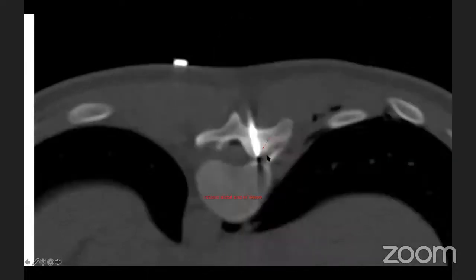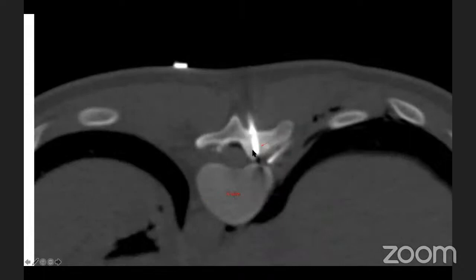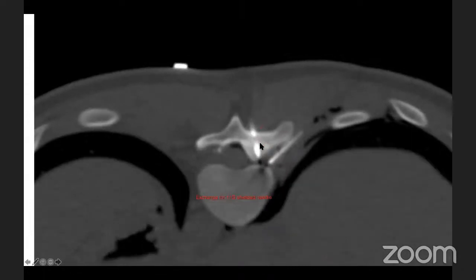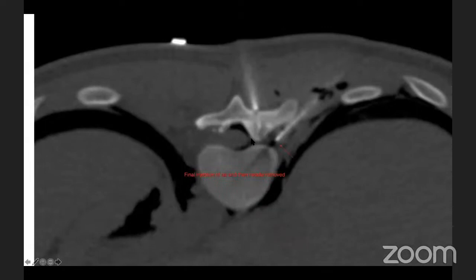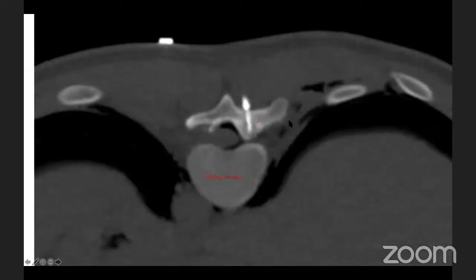As we went in, now I've gone with the 11 gauge needle, put in a K wire, transferred with the shielded needle, and now that's the electrode inside. And you can see that I've got air in the foramen, I've got air in the epidural space, and these should be neuroprotective. Final injection of air, and then I remove the needle while ablating because I don't want too much metal to be present there.